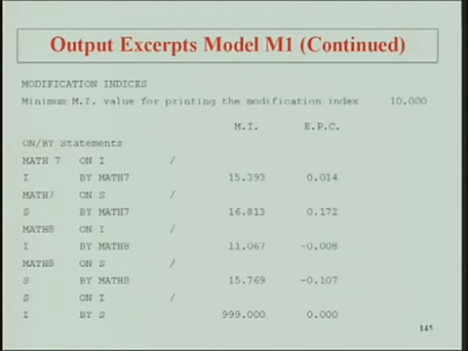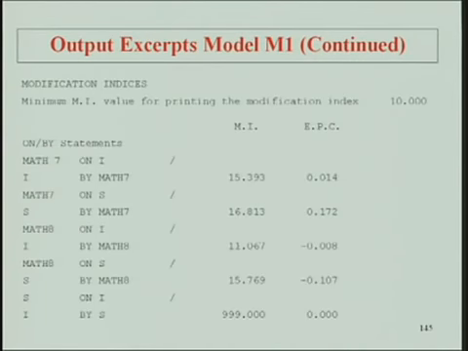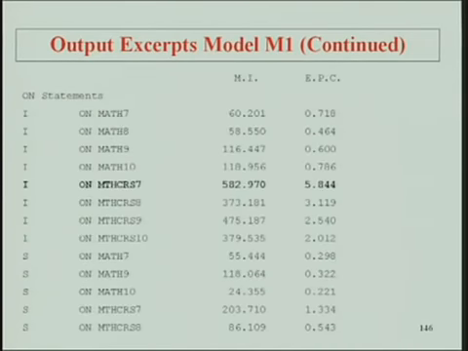Now, we also have modification indices here. On slide 145. And where are the big ones? Well, here's a bolded one to help us. I on math course is 7. We're still in model M1. Why do we have such a whopping modification index for I on math course 7? And what does that even mean?